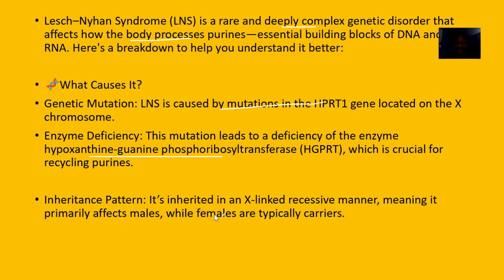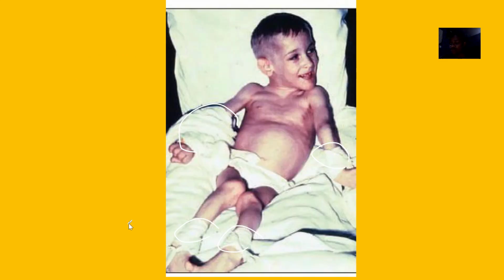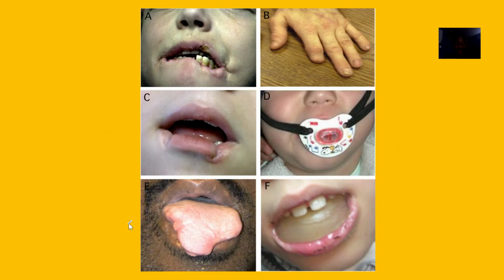Okay, so it is inherited in an X-linked recessive manner, meaning it primarily affects males. So a female is only a carrier of this. So what we have here is this. Can you see the features?